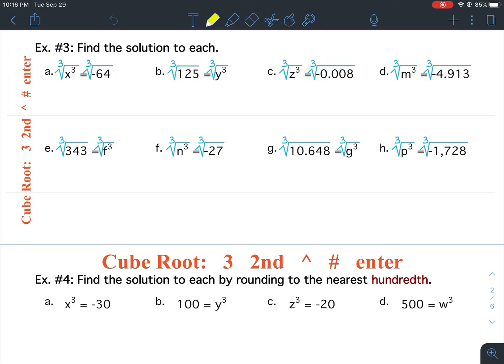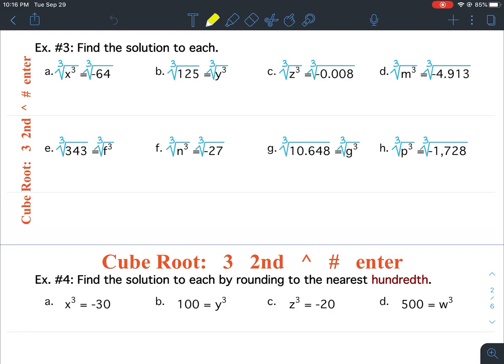Square roots and cube roots, lesson 3 notes. Example number 3, find the solution to each. Notice how I already took the time to take the square root of both sides. Each one of these original problems, the variable was cubed. So because the variable was cubed, the inverse or opposite operation for cubing a number is to take the cube root. So I took the cube root of both sides.